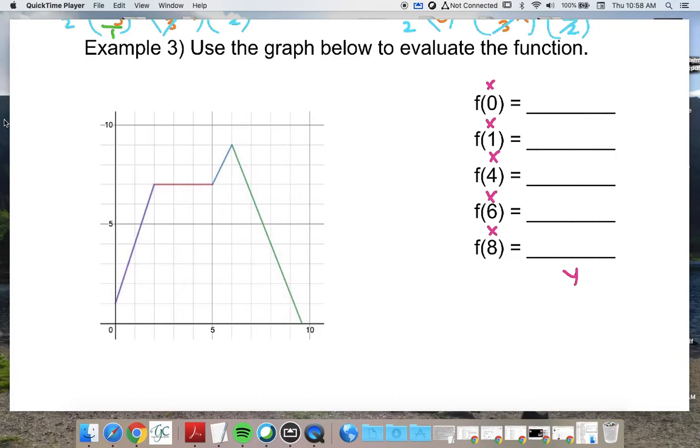So starting with 0, x is 0 right here on the y-axis, so we're looking for where our graph touches where x is 0, and it touches at the point I've drawn there. So then for your answer, we're looking for the y value at that point, and the y value there is positive 1. So f of 0 equals 1. Then we're going to do the same thing with f of 1. So we're going to go where x is 1, which is right here, and we're going to see where our graph hits x equals 1, which is at that point I just drew, and the y value of that point is positive 4.